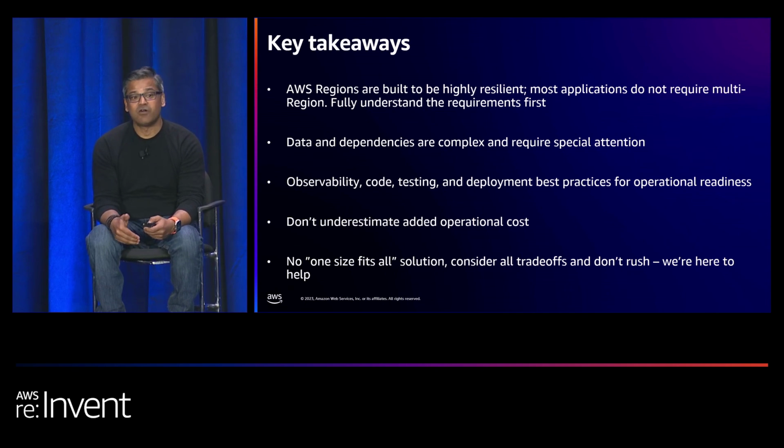There's no single way of doing multi-region. Even in, let's say, the active-active example, there are several different ways you can implement an active-active or active-passive multi-region architecture. So it's driven by your business cases, and of course, we are here to help. Work with your account teams, work with your AWS representatives to help steer you in that direction.